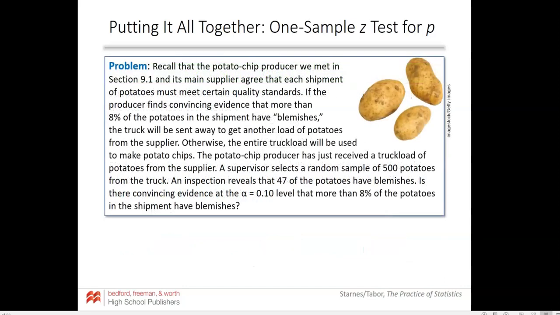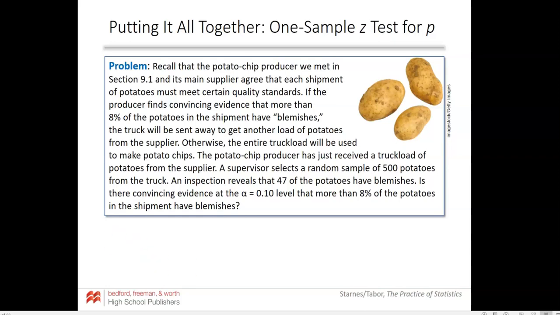Okay, this is the example, again, that we have on our sheets, and you might be familiar with this. We talked about it before. A potato producer says the null is that 8% of potatoes have blemishes. They get a truckload, they test 500 of the potatoes, and 47 of them have blemishes. Is there convincing evidence at the 10% alpha level that more than 8% in the shipment have blemishes?